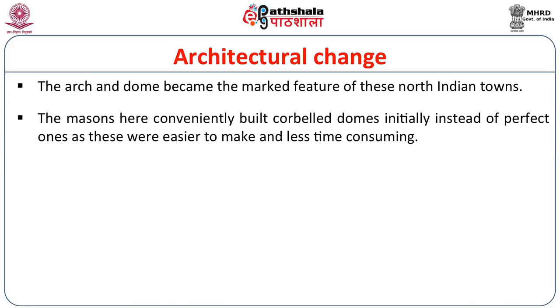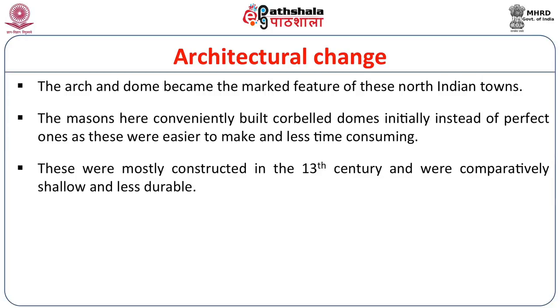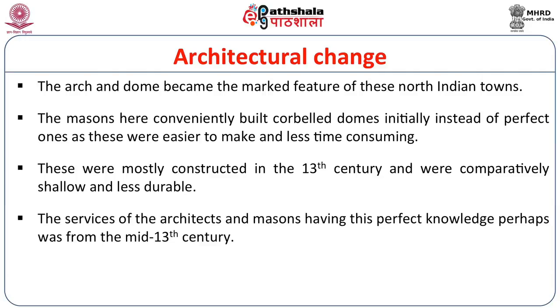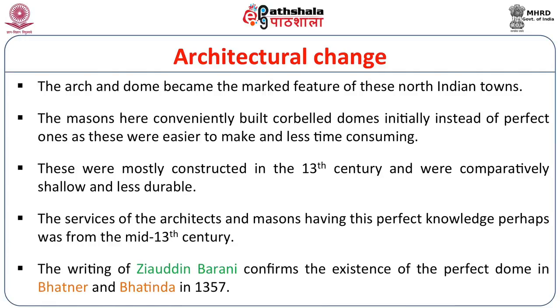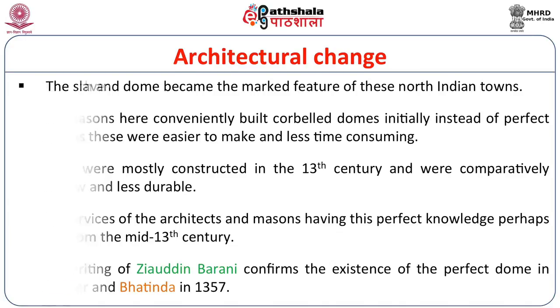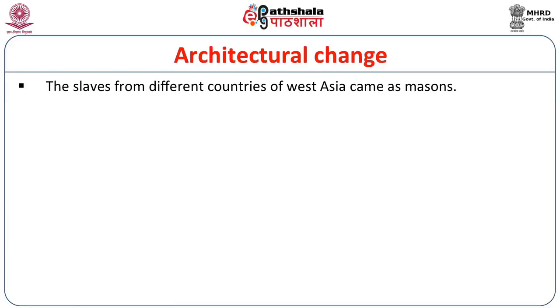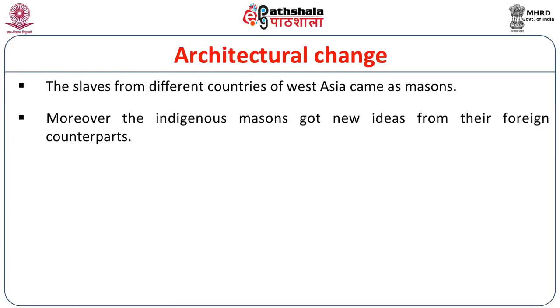The masons here conveniently built corbel domes initially instead of perfect ones, as these were easier to make and less time consuming. Now these were mostly constructed in the 13th century and were comparatively shallow and less durable. The services of architects and masons having perfect knowledge perhaps began from the mid-13th century. The writings of Ziauddin Barani confirm the existence of perfect domes in Bhatner and Bhatinda in the mid-14th century. The slaves from different countries of West Asia also came as masons. Moreover, the indigenous masons got new ideas from their foreign counterparts.